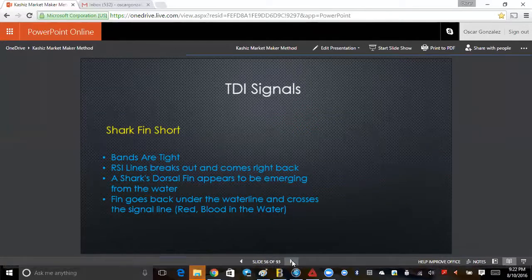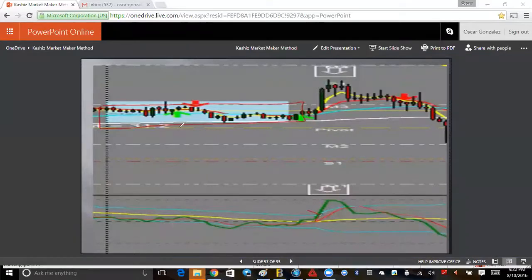Next slide. Okay, so here's a picture. See how Asian range. Look at your TDI, tight range, and look at this. Price went into the vectors again. 1, 2, 3. This green, the HOD. Here's a HOD right here. I don't know if you can see this line, but it's right there. And then look at your TDI coming out. See that? Blood in the water, back into the water line, back into the signal line. Beautiful. You could have got in right there. Beautiful trade right there. That's what I mean by that shark fin short.